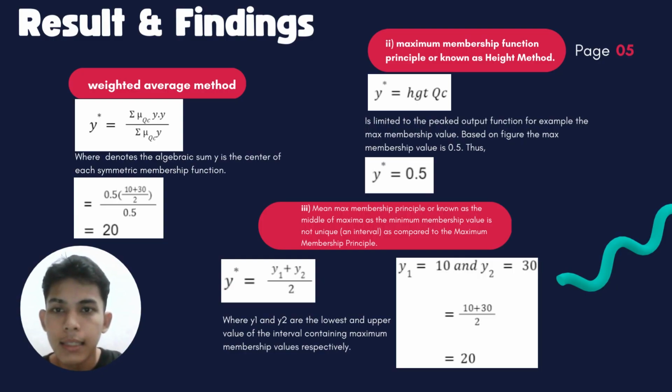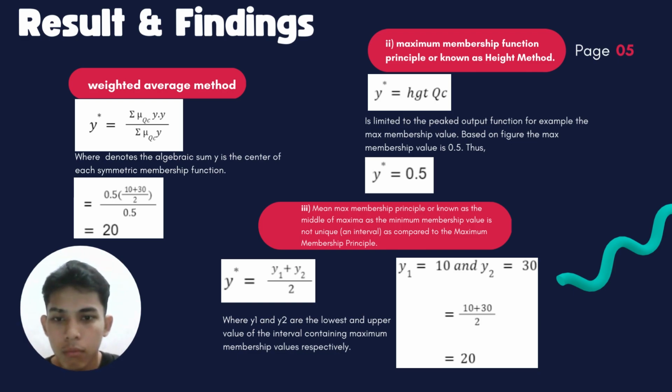Okay, next is result and finding. The output variable, which is selection of interview candidate who are applying for job, can be defined using the first one, the weighted average method. That's a formula where summation denotes the algebraic sum and y is the center of its symmetric membership function. So the result is 20.